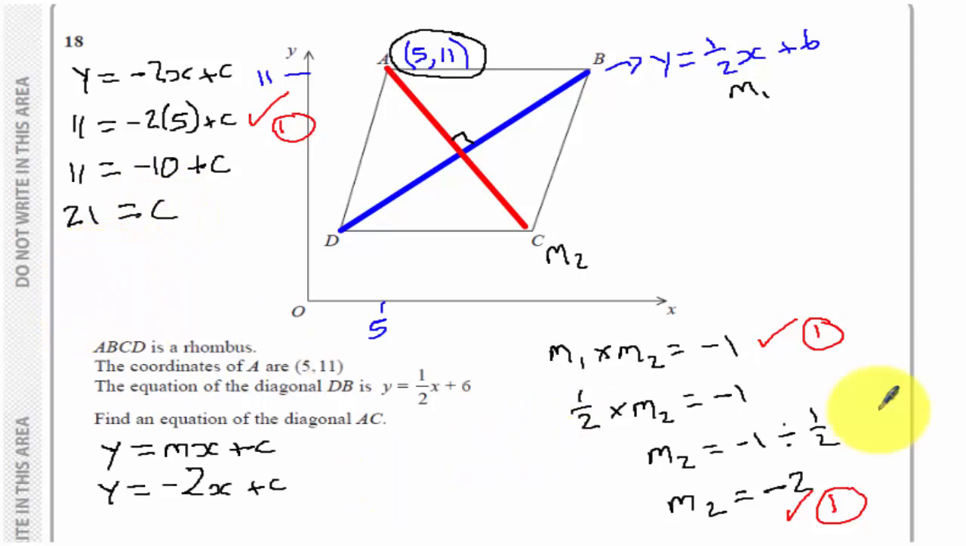So my answer is y equals minus 2x plus 21. There's my fourth mark.